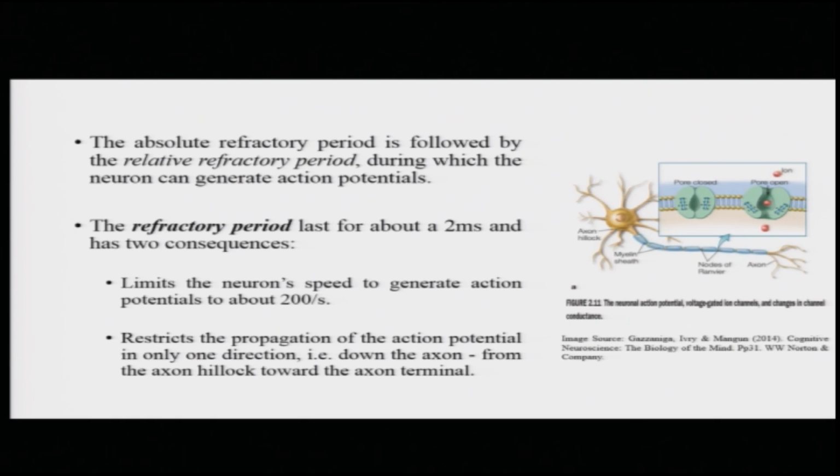So the action potential can only travel from the axon hillock downwards towards the axon terminals. That is one of the consequences of this refractory period, or let us say of this hyperpolarization which follows the depolarization of the cell.